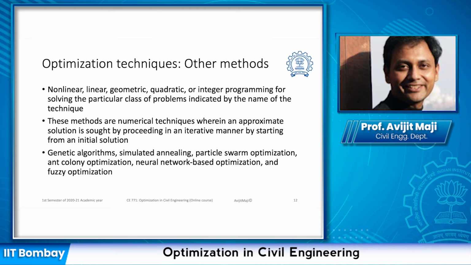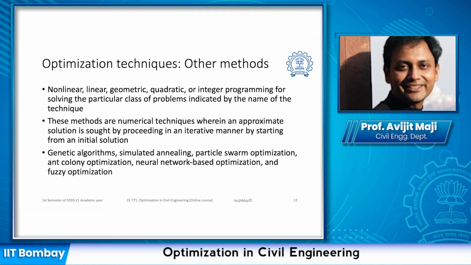The other optimization techniques which are used are nonlinear, linear, geometric, quadratic, or integer programming. The names represent the type of the problem or the class of the problems. If you recall, we had discussed these different types of optimization problem in one of our previous slides. As I said, anything apart from the classical method involves numerical method or numerical technique. So all these methods employ the numerical technique where we sought to get an approximate solution by following certain iterative steps. Generally this method starts from an initial solution and progress towards the approximate solution available in its vicinity.